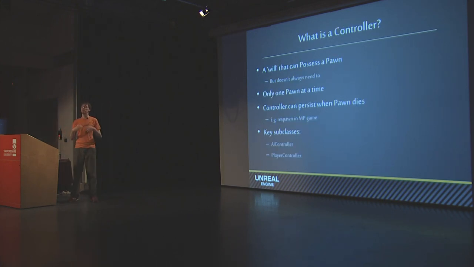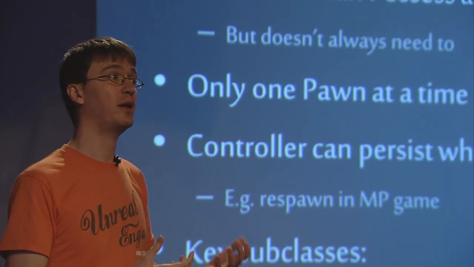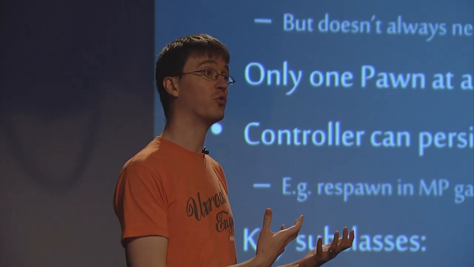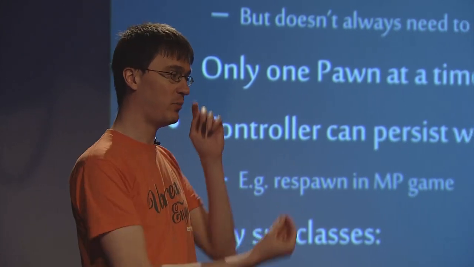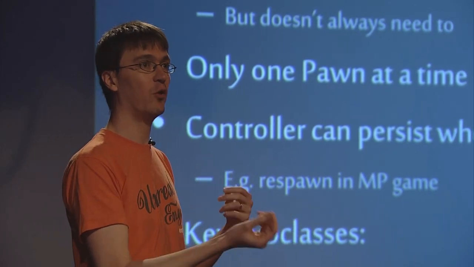The controller can possess a pawn. Controllers could be a human player, a player controller. It could be an AI controller. And that's what's really nice about this split, is it means you can make the one pawn, and that can either be driven by AI or by a player.